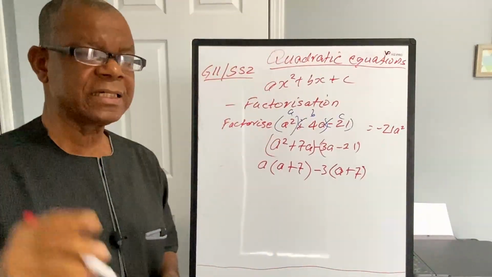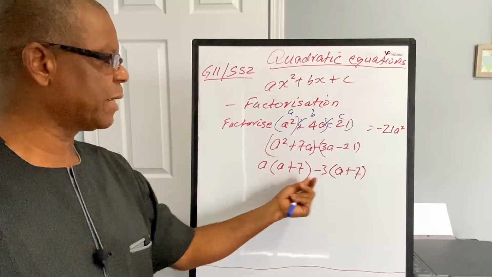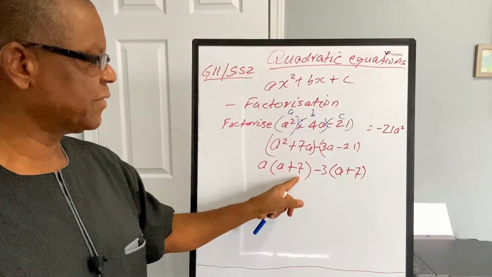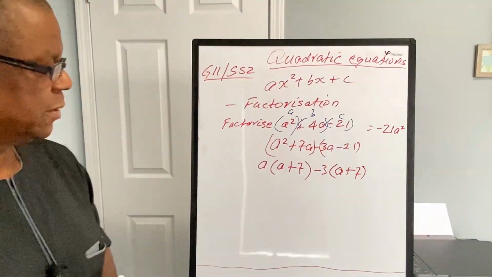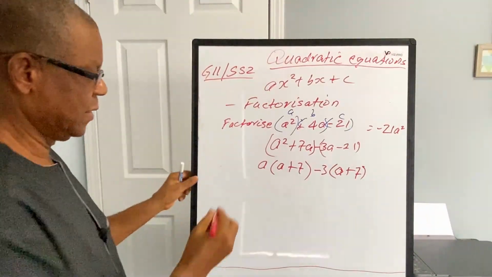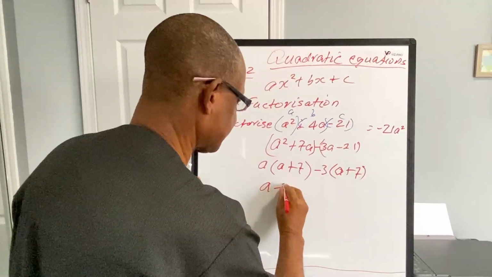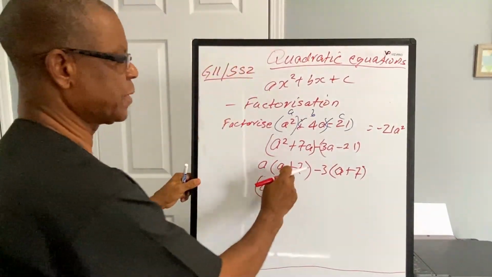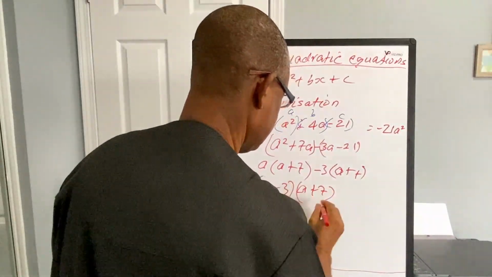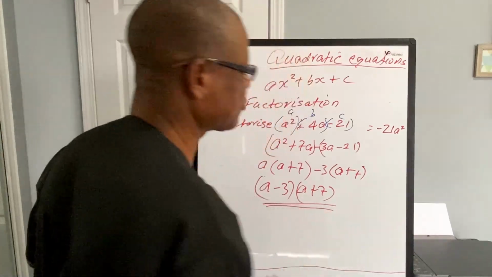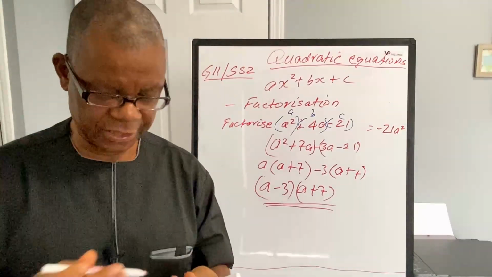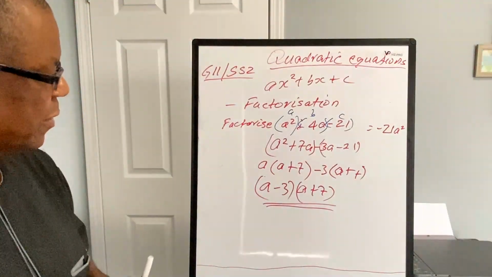Also, let this be clear to you that whatever is in this bracket must be the same here, both in value and in sign. You can't have a plus 7 here and a minus 7 here, otherwise something is wrong. You trace the problem and settle it. Having done that, we now collect. We have our a minus 3 as a bracket, we just pick one out of these, and a plus 7. So we have factorized. We have compressed what we were given. That is factorization.